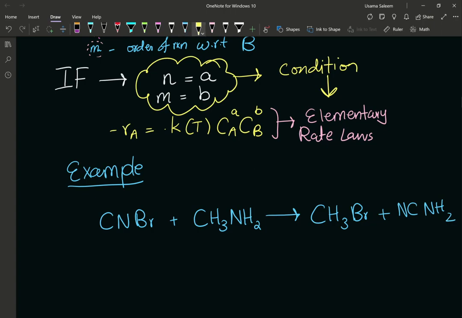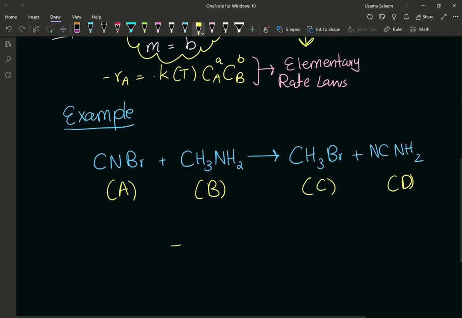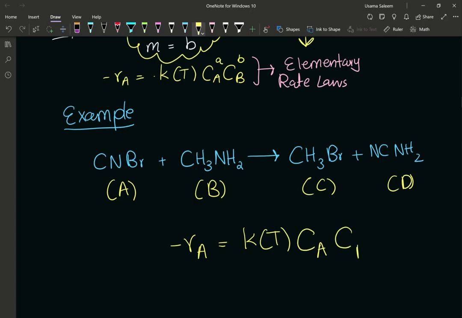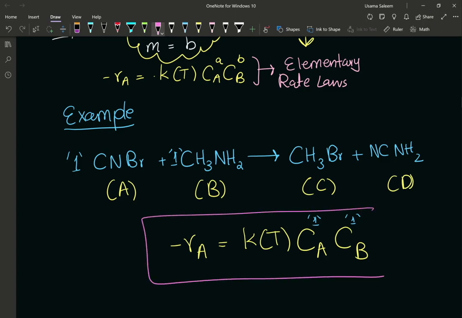Sorry about that. And if I were to designate these species in the following manner, cyanobromide being A, methylamine being B, and the respective products, and I said, let's say the rate at which A is disappearing is proportional to the concentration of A times the concentration of B. And as you can see, these are raised to their orders, 1 and 1 respectively, which is equivalent to their stoichiometric ratios. So this right here, ladies and gentlemen, is an elementary rate law expression.